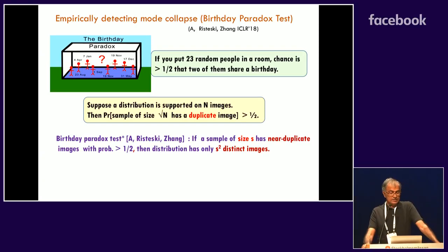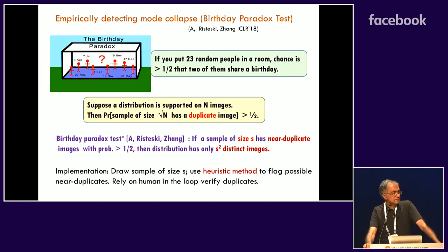So the birthday paradox test flips that. If you take a sample of size s from a distribution and you already see near duplicate images with good probability, then you must infer that the distribution only has about s squared distinct images. Now there's some asterisk here, some mathematical fine tuning, but that's the sense.